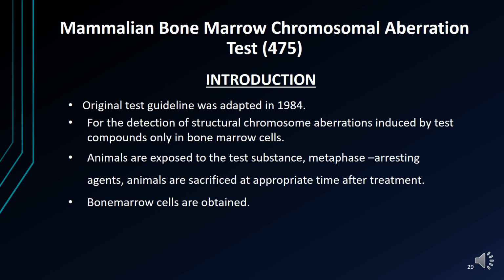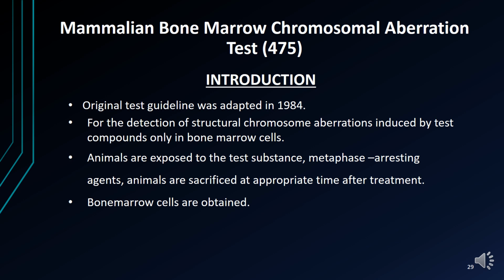So this is the mammalian bone marrow chromosomal aberration test, which comes under test guideline 475. The introduction for this test is: this original test guideline was adopted in 1984 for the detection of chromosomal aberration induced by the test compound only in the bone marrow cell.